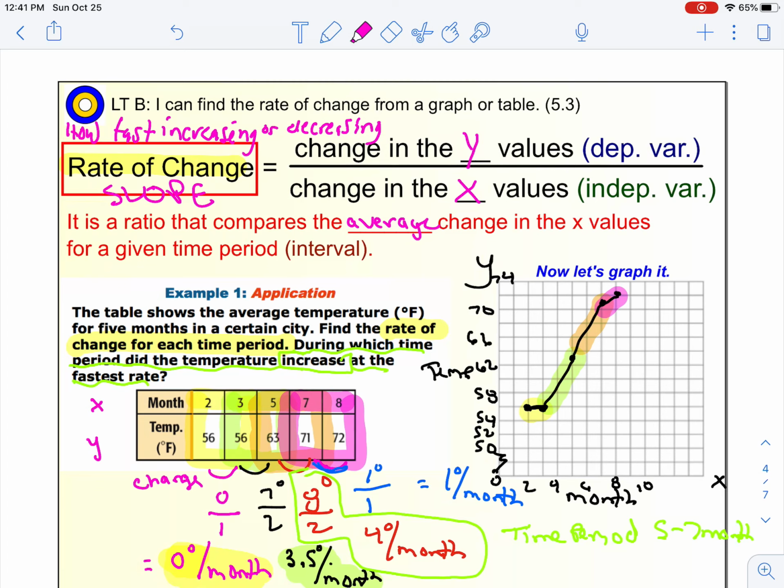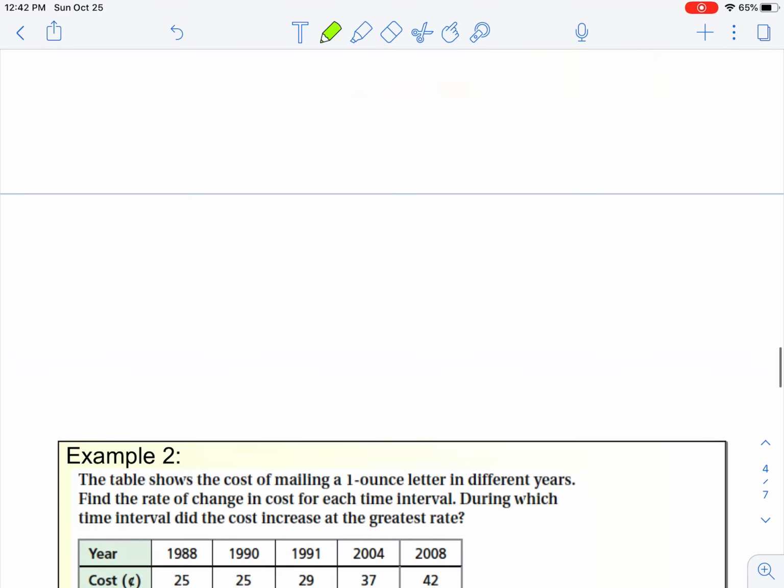So if you look at each segment of the graph, that also gives you an indication of which was the highest per month. And if I go back and look at these, we can see it's hard to tell between the 3.5 and 4, and that's why you can't just rely on a graph. But this time period right here is also the steepest line. So that's our greatest increase. We can see it from our calculations, and lots of times you can see it from your graph.